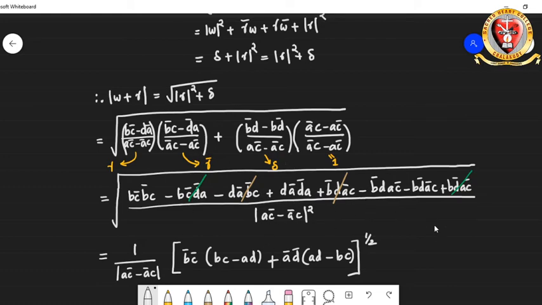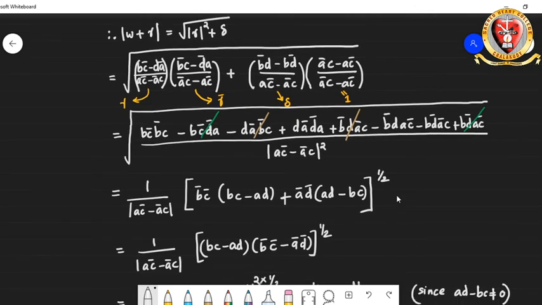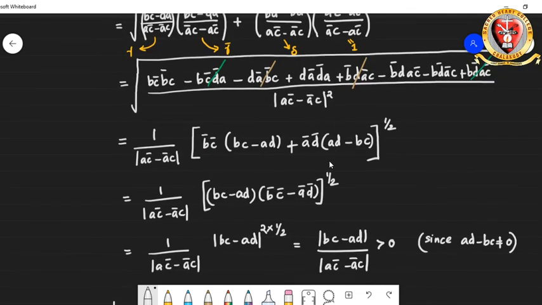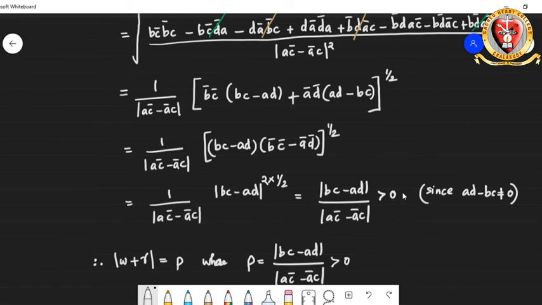and make the common denominator. Since this is a square here and a square root, you can take one of it out, and for the rest you take the commons out, and that is raised to 1 by 2. Then when you do the proper steps, you get inside one term and its conjugate, that is modulus of bc minus ad the whole square under the square root, that is modulus of bc minus ad divided by ac bar minus a bar c, and that is strictly greater than 0.